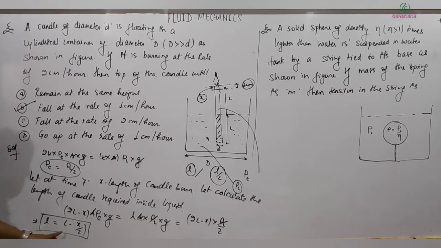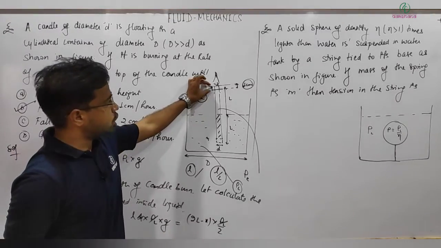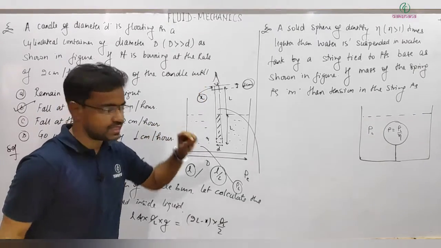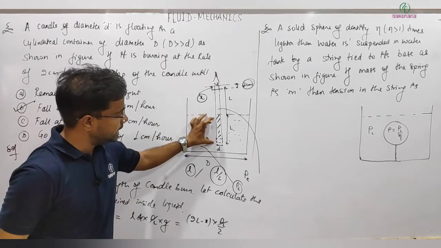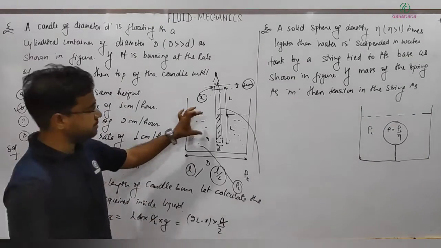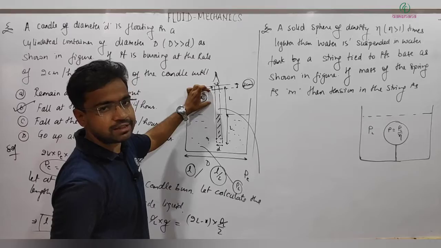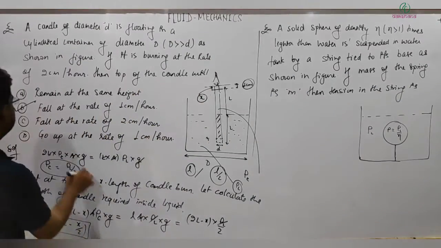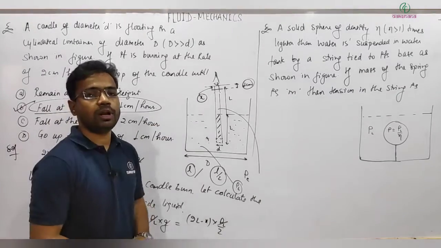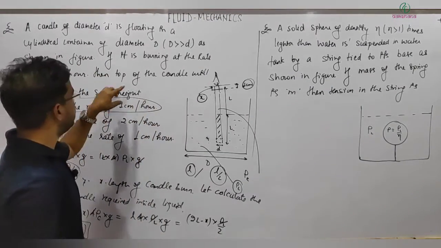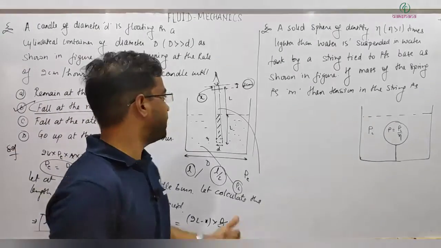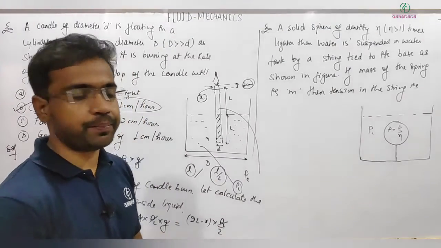So you can see now here, this top end is coming down by X because of burning, but here what is happening, the inside length changes by X by 2, so half of the length decreases there. So overall you can say the top end of the candle will fall at the rate of half of this 2 centimeter per hour, so it will fall at the rate of 1 centimeter per hour. This is about this problem.